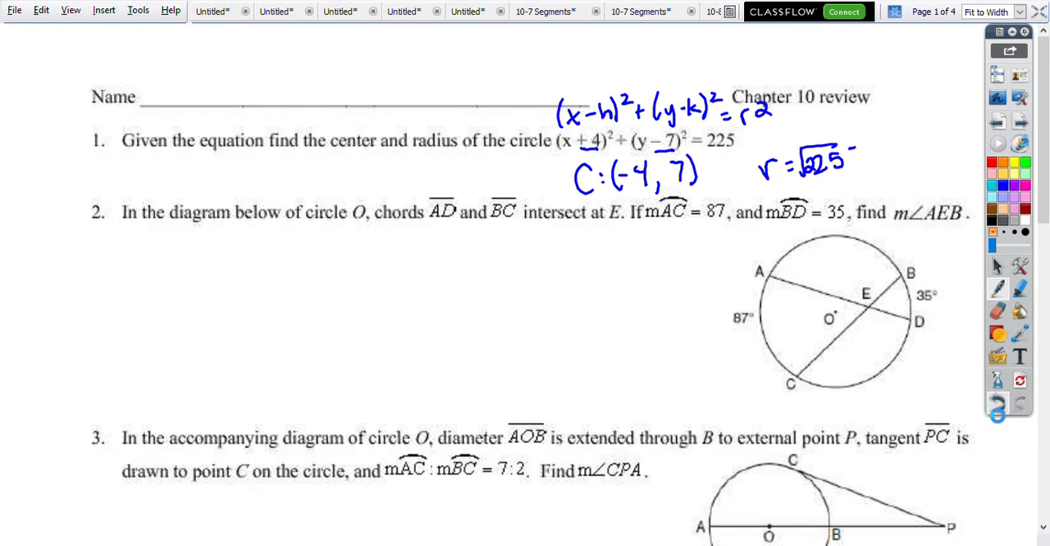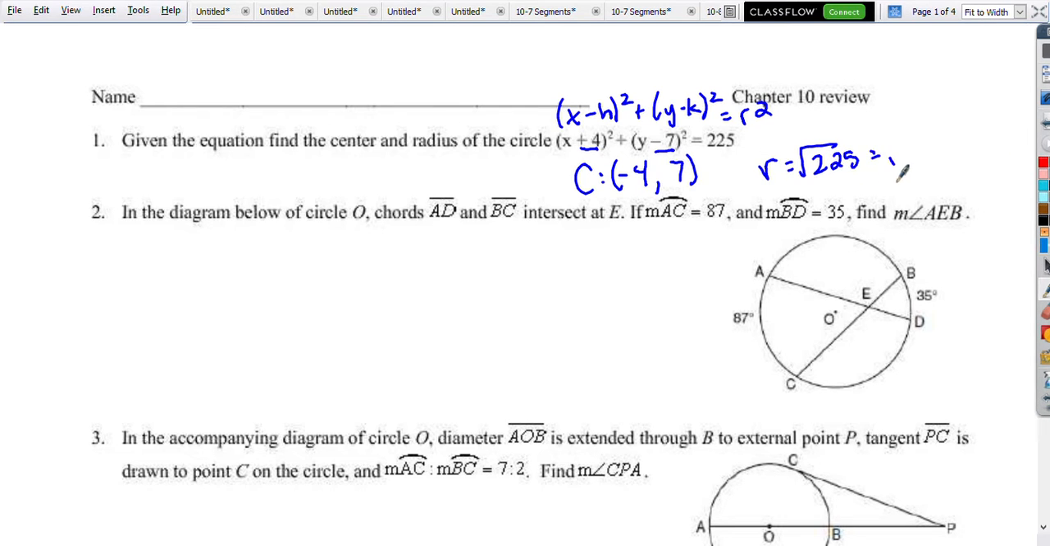We're going to get the square root of 225. It's going to turn out to be 15. Okay, so the radius is 15, center is the point negative 4, 7.